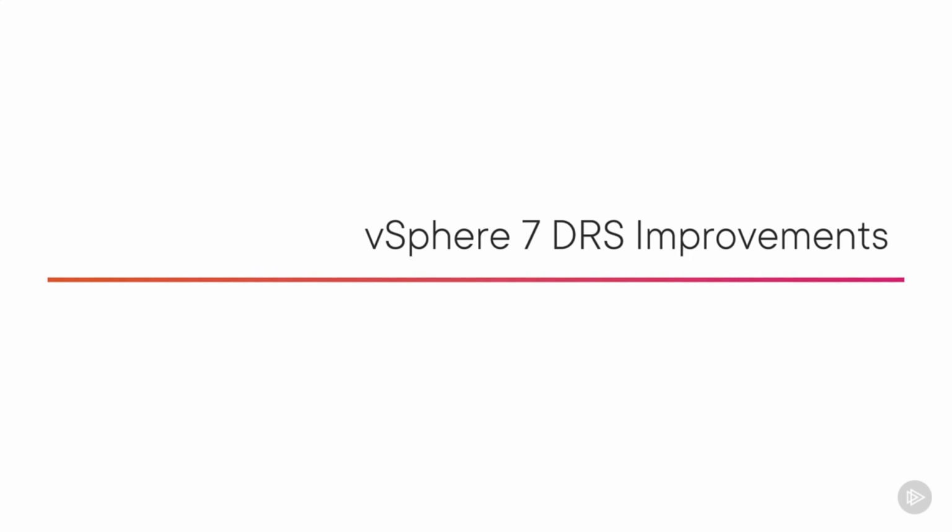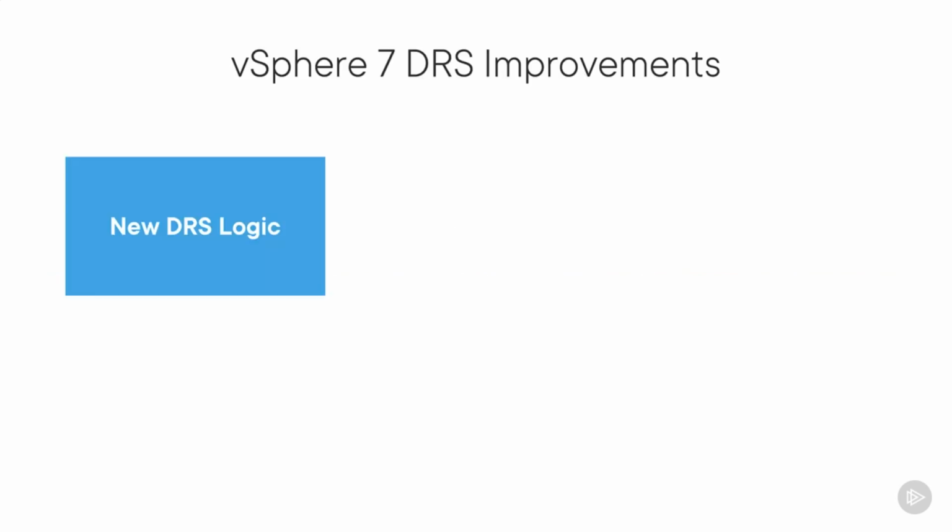VMware never ceases to innovate. New with vSphere 7, you have improvements to Distributed Resource Scheduler. In fact, some really major improvements, starting off with new DRS logic.